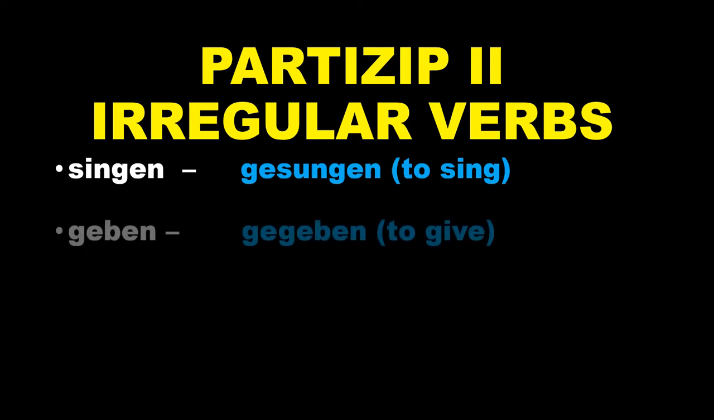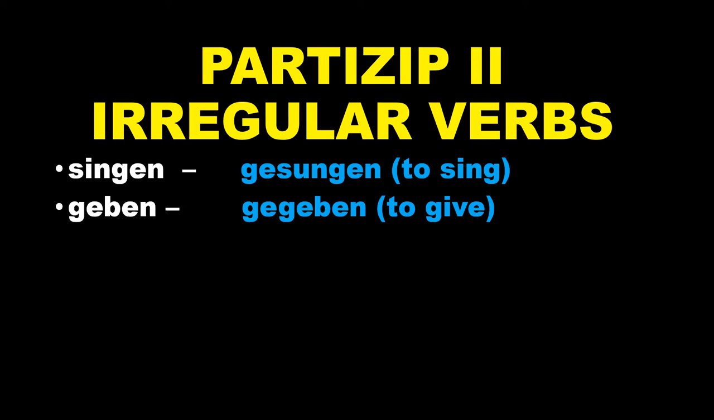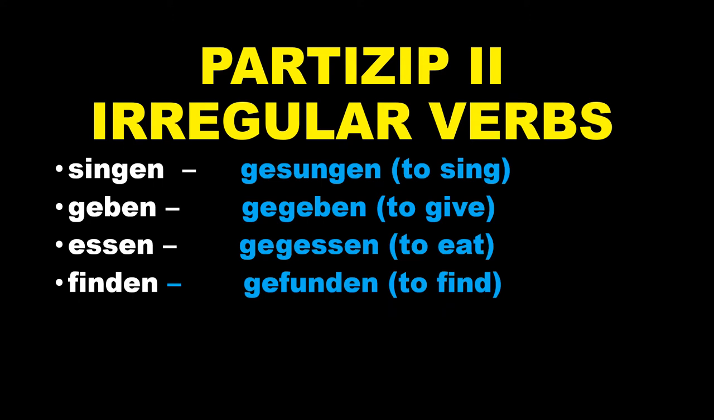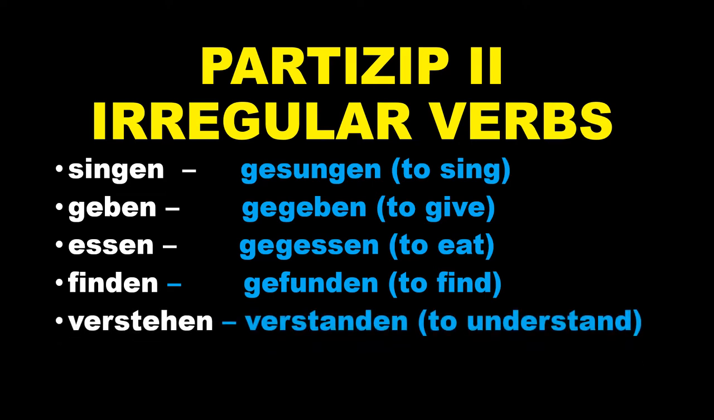Let's see some more examples. Geben, to give. The participle I form will be gegeben. Essen, gegessen, to eat. Finden, to find. Gefunden, found. Next verb is verstehen, to understand. Participle I form will be totally changed: verstanden. There is no fixed rule that you have to add a G. That is why I am saying you have to learn it by heart. The more you use, the better you will get.